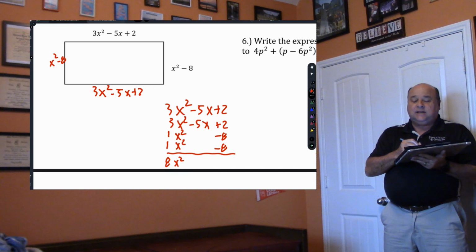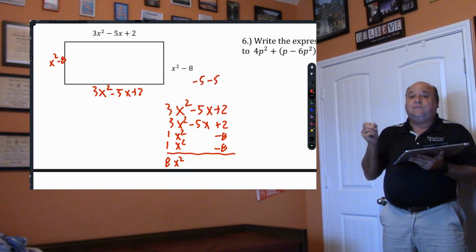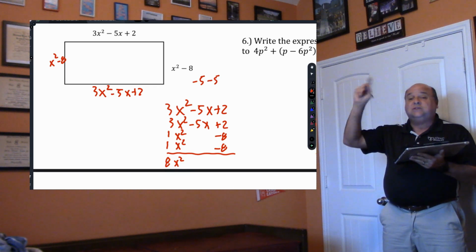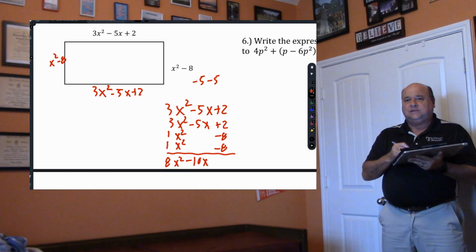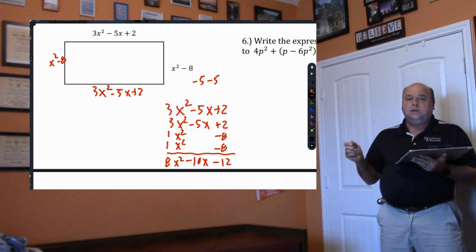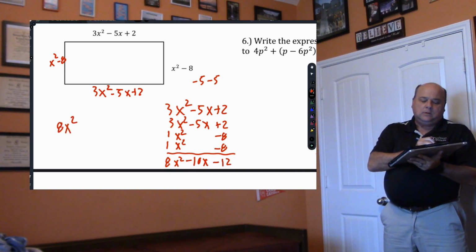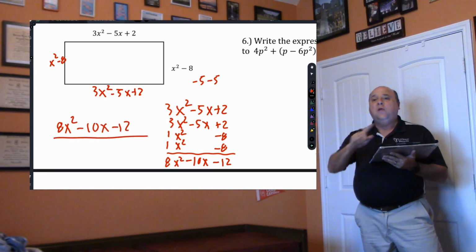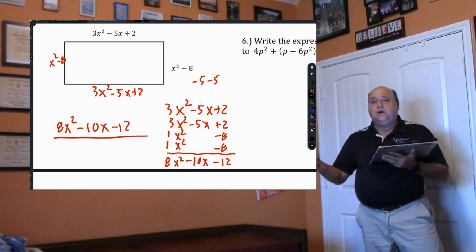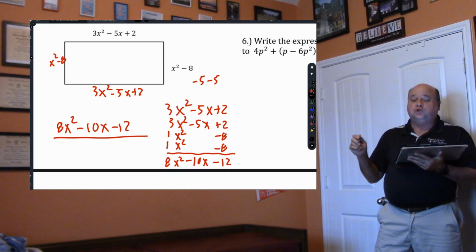Negative 5x minus 5x, it's negative 10. You're going to have to punch negative 5 minus 5 on the calculator. Don't just guess at these. Use the calculator. This will be minus 10x, and then 2 plus 2 minus 8 minus 8. Punch that into the calculator. It's going to be negative 12. So 8x squared minus 10x minus 12 would be the answer. Notice it's in standard form. It has 3 terms, so it's a trinomial, and it would have a degree of 2.